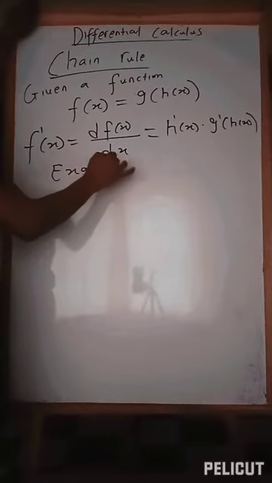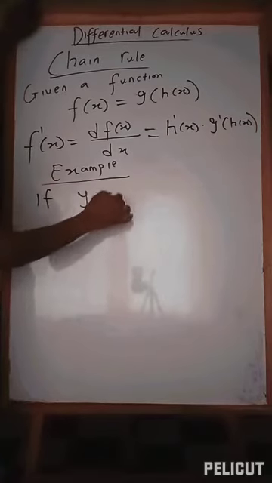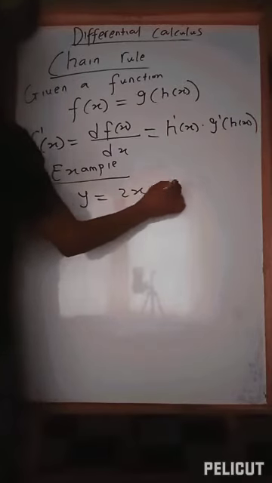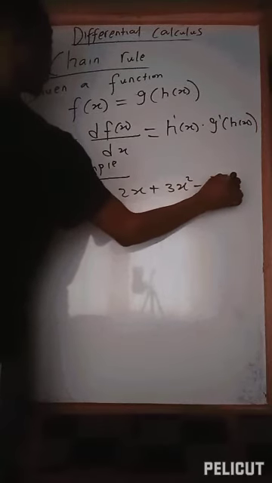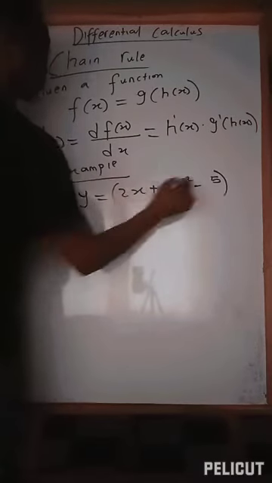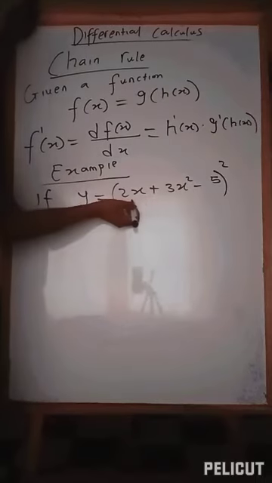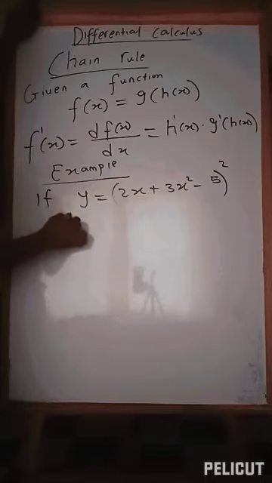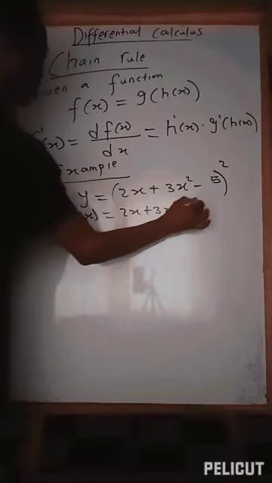For example, if y equals 2x plus 3x squared minus 5, all raised to the power of 2. So this is a function placed in another function. This is a polynomial function placed in a squaring function. So in this case, our h of x is actually 2x plus 3x squared minus 5.